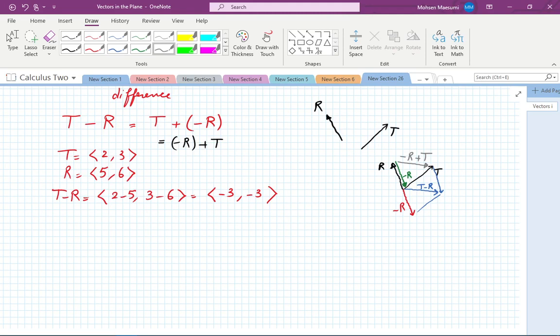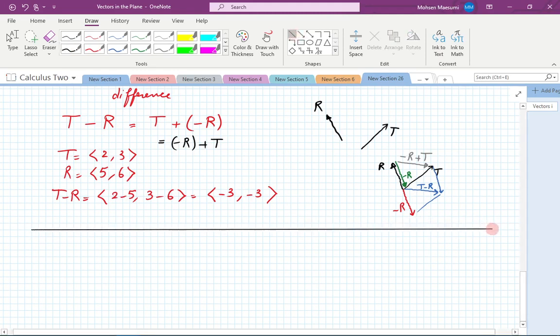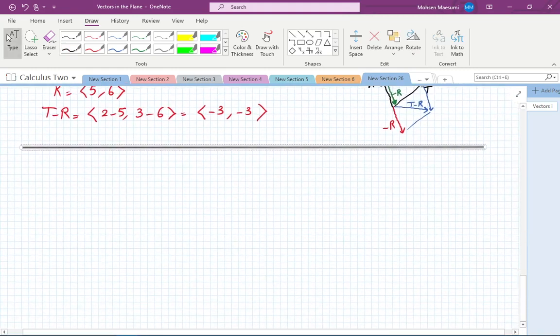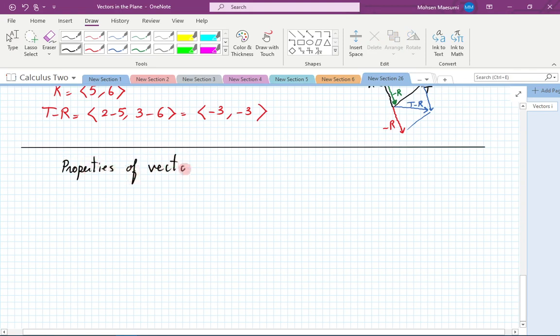Now, it's easy to verify with respect to the kind of operations we detailed that certain mathematical properties we are used to in high school are still valid. These are typically listed as properties or axioms of vector operations. So properties of vector operations. Many of the properties you're familiar with are still here.